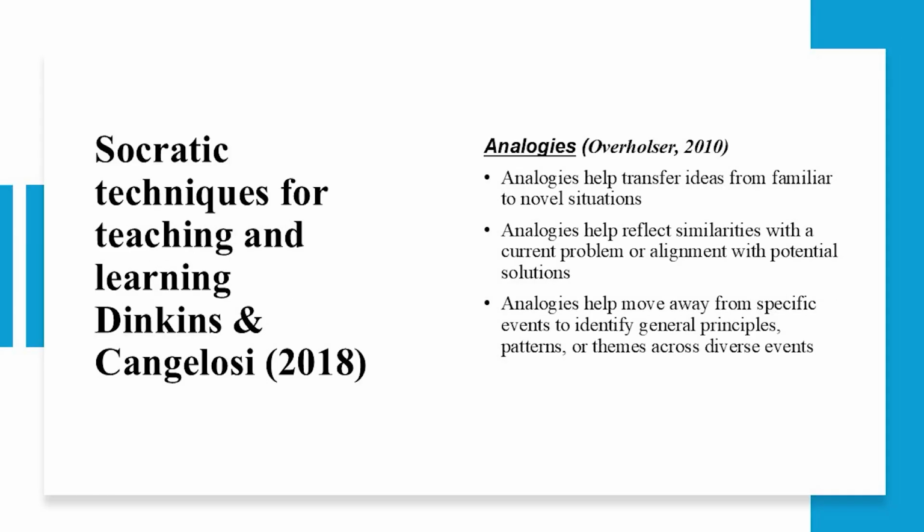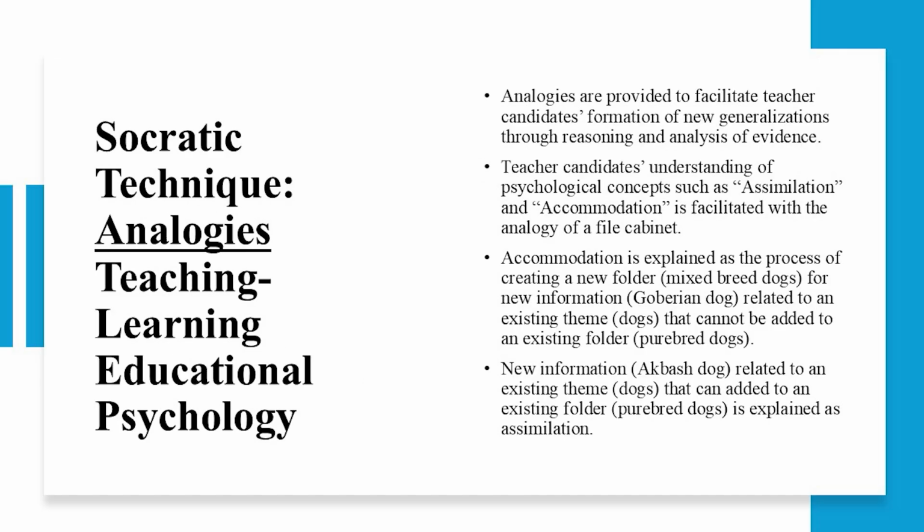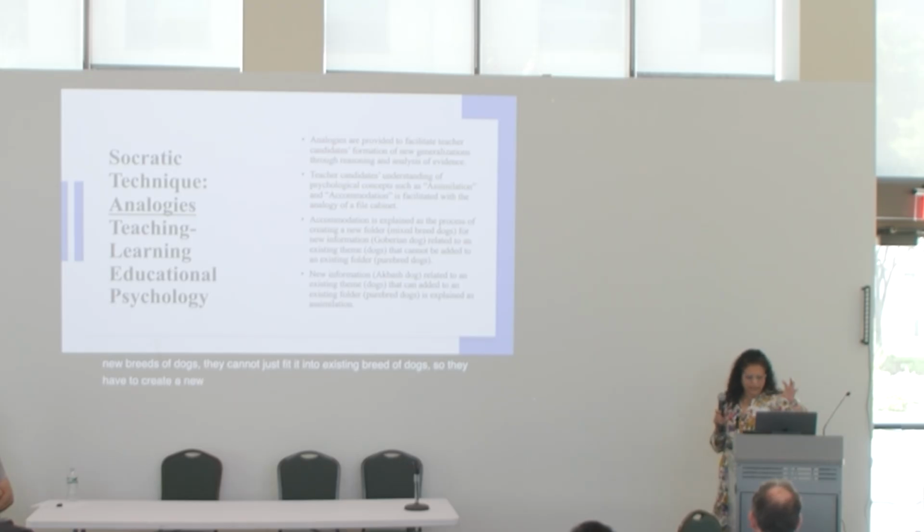Analogies have to be provided. So here's an example. When they learn about assimilation and accommodation, the analogy that is used is of a file cabinet. If they are going to learn about new breeds of dogs, they cannot just fit it into existing breeds of dogs, so they have to create a new folder or add a new section or category to it. And then through assimilation, they are going to create new information about dogs that are purebred.